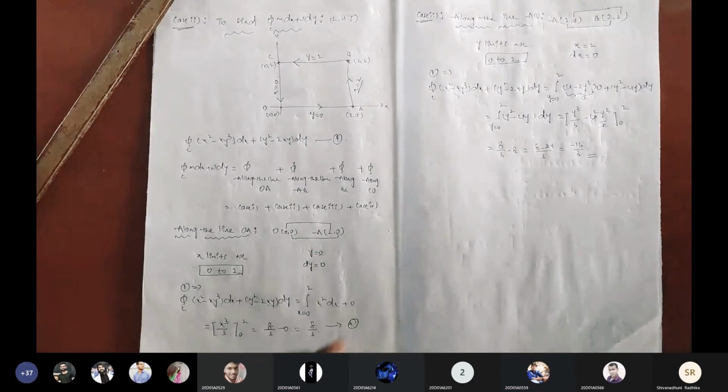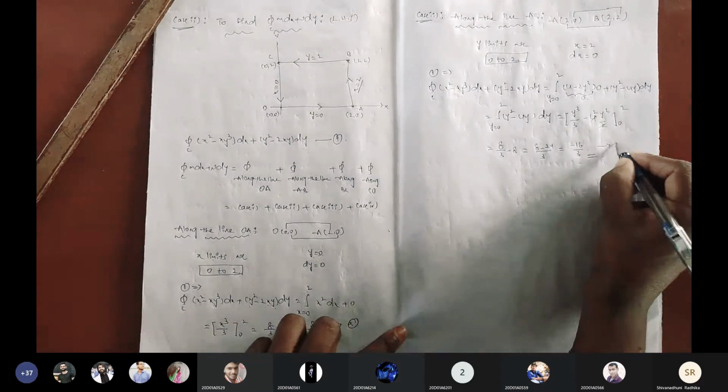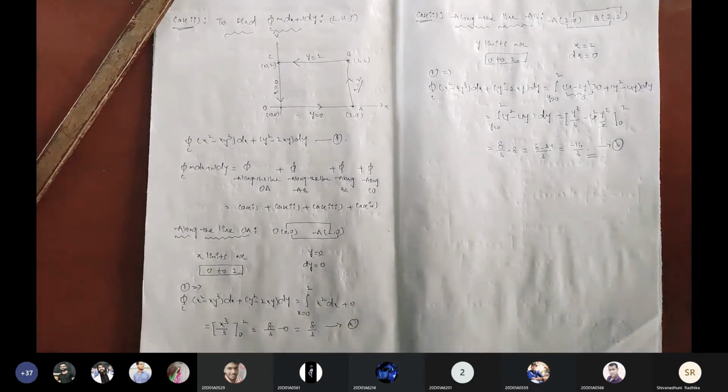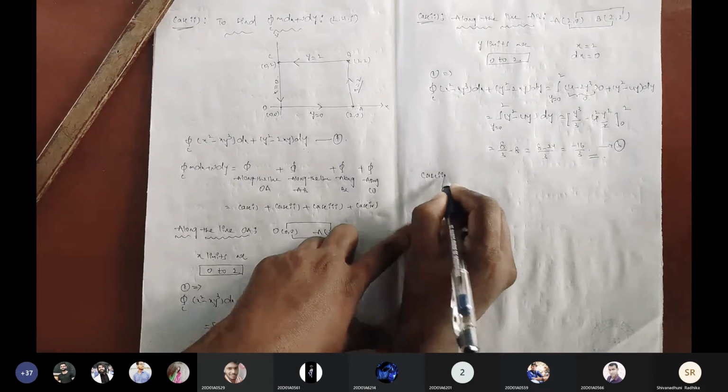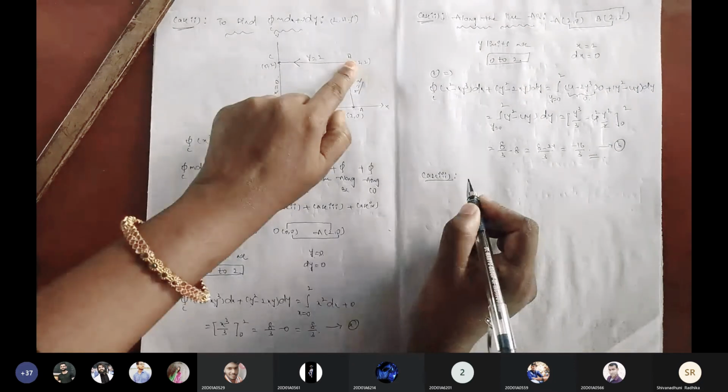See, this is case 2. Clear? Now this is small b. Okay, then go for along which line? AB completed, BC.